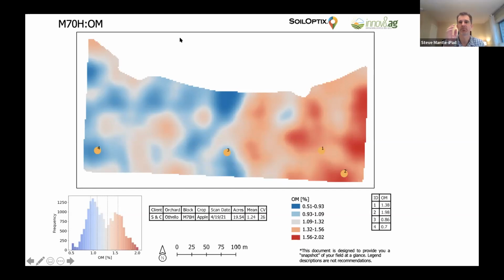Awesome. Love it. And then you're not off the hook yet, Jared. So what accounted for the higher organic matter in your orchard block 70, M70 on the east side of the field down there in that corner? Repeat the question, Steve. So your organic matter higher levels on the east side of the block, anything that you can attribute to why that's higher there?